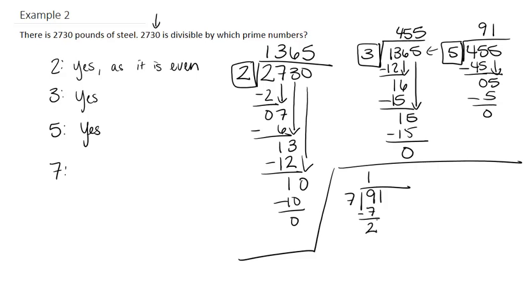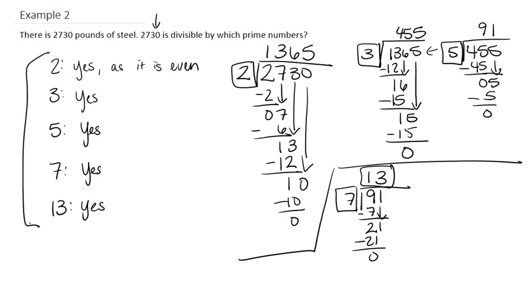We get 2. Then we're going to go ahead and bring down this 1, because 7 can go into 21 three times. 7 times 3 is 21. We subtract and we get 0. Notice that we have a 7 and a 13. So we would say yes here. Now, 13, as we get this new number, cannot be divided further down, as that's a prime number. So we would say the prime numbers are these.